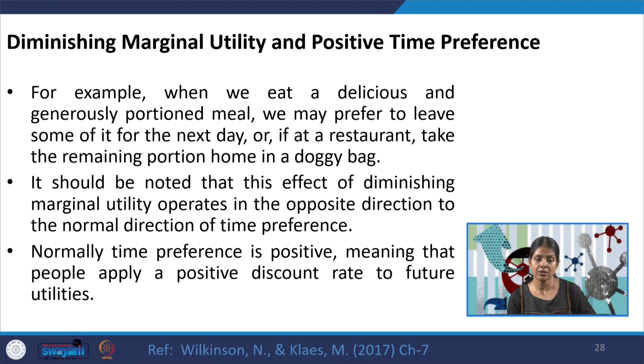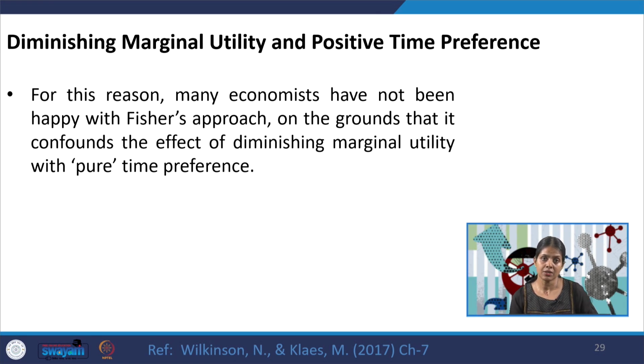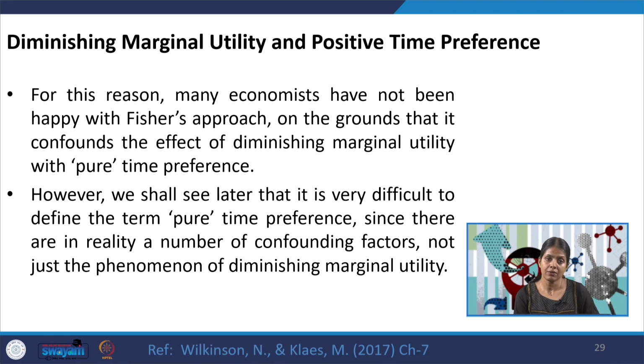Normally time preference is positive, meaning that people apply a positive discount rate to future utilities. For this reason, many economists have not been happy with Fisher's approach on the grounds that it confounds the effect of diminishing marginal utility with pure time preference. However, we shall see later that it is very difficult to define the term pure time preference, since there are in reality a number of confounding factors all the time, not just the phenomenon of diminishing marginal utility.